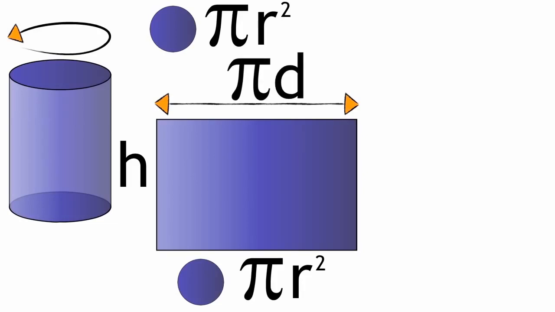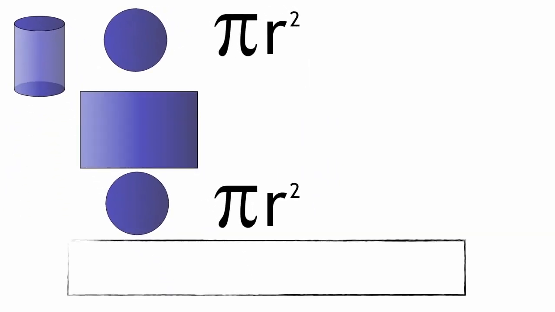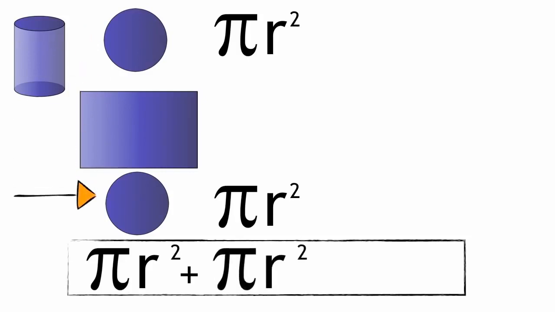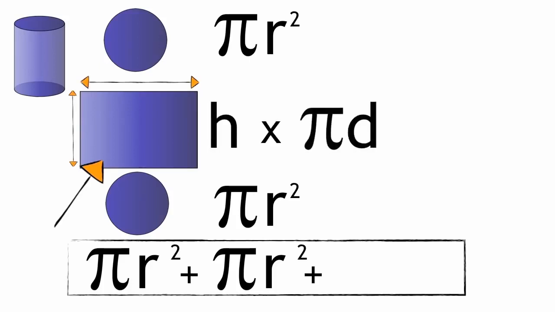So the surface area is going to be the area of the circle, pi r squared, plus this area of the circle, pi r squared. That's 2 lots of pi r squared. Plus the area of this rectangle. Now that rectangle is going to be this length here times by this length here. So it's going to be h times pi d.